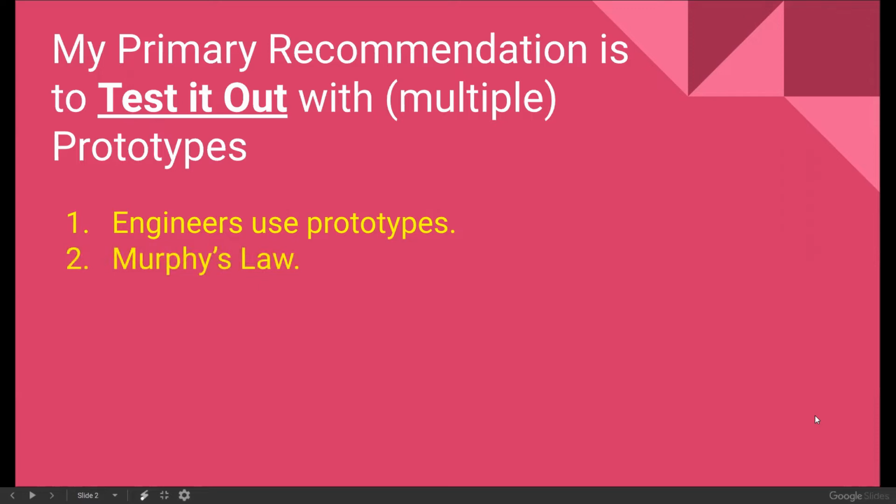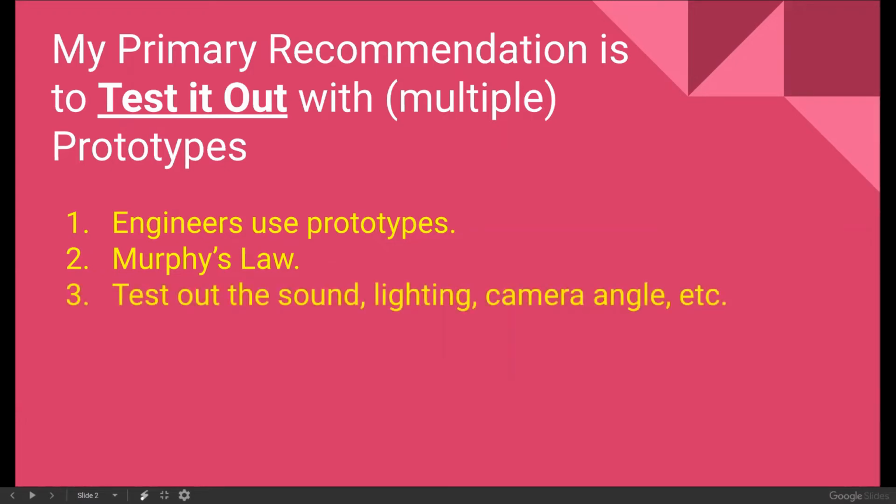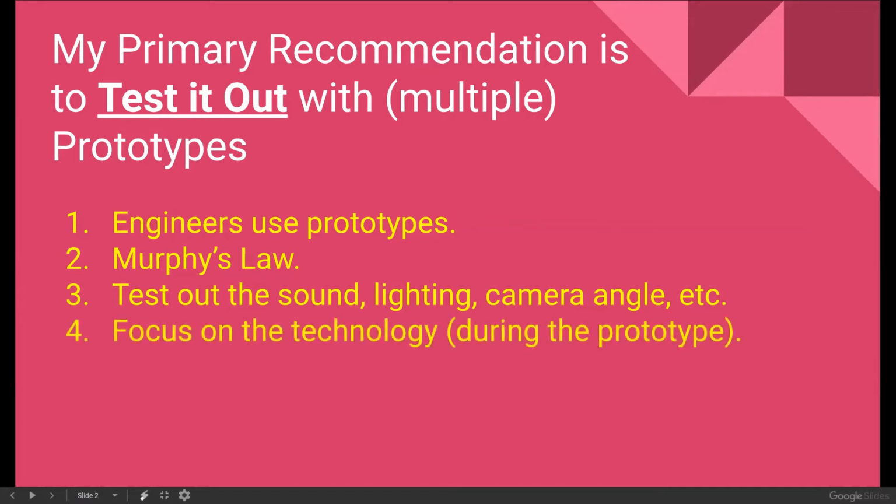Number 2, Murphy's Law. This is technology. If anything can go wrong, it will. We're combining a bunch of things. You want to have the snafus happen during the prototypes. Number 3, you want to test out your sound, your lighting, your camera angle, and so on till you get decent lighting, etc.